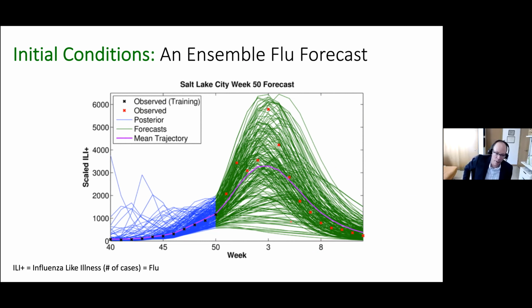This is an ensemble flu forecast. It was produced by Jeffrey Shaman's group at Columbia University. They take initial conditions. These are the past estimates of the total number of cases of influenza-like illness in a particular place. This is Salt Lake City for a particular year. And then they can project it forward with their virus model based on different assumptions about the initial conditions. They end up with very, very different trajectories in these simulations. And you can put lots of different model uncertainties also into this, and that's what I'll talk about next.